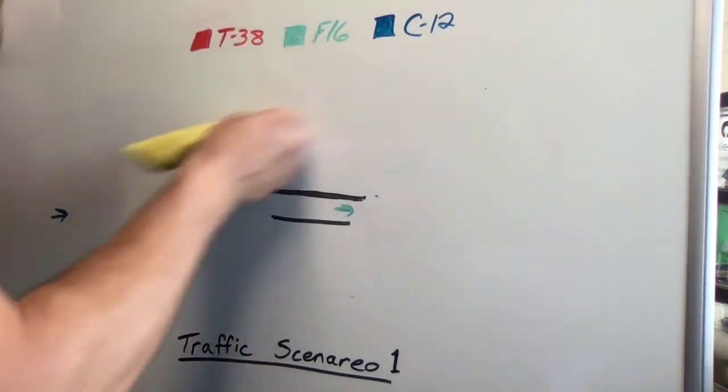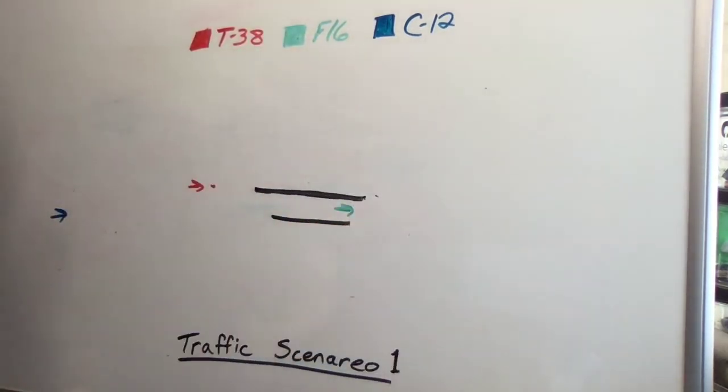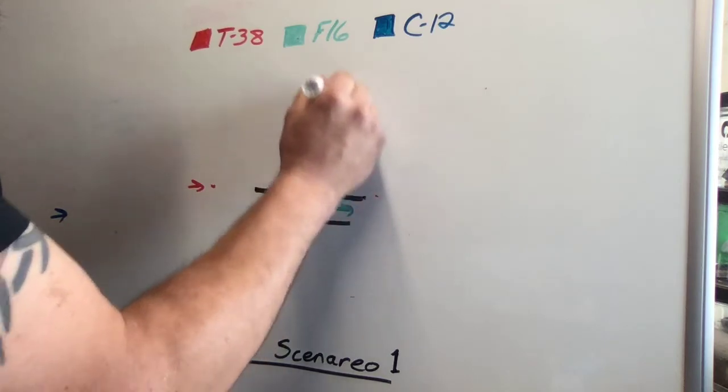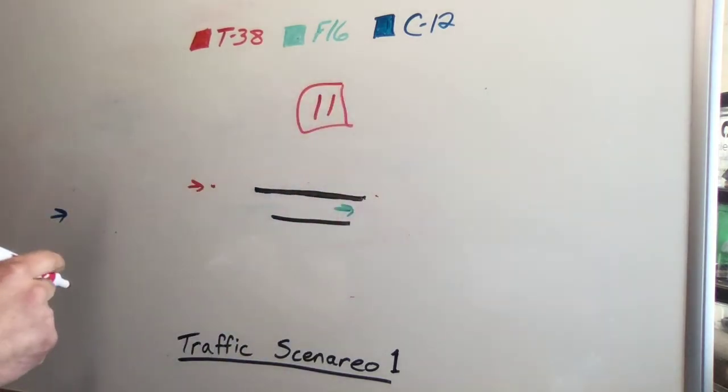So now that you know that, we have the F-16, he wants to go to high key. We have this aircraft on final, T-38, that wants to do a circling approach. And we have behind him a C-12 on final, 10 miles, 7 miles in trail of this aircraft. So now, go ahead and pause that video and let me know what you would do.